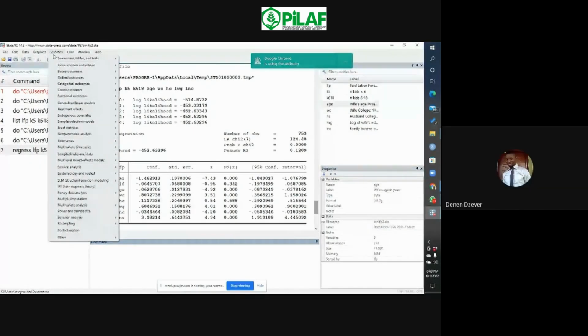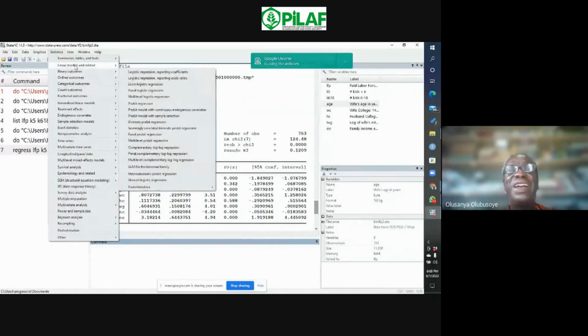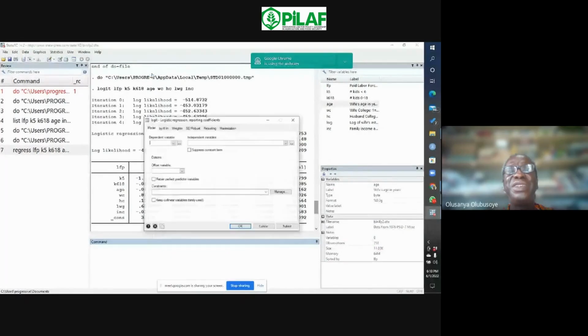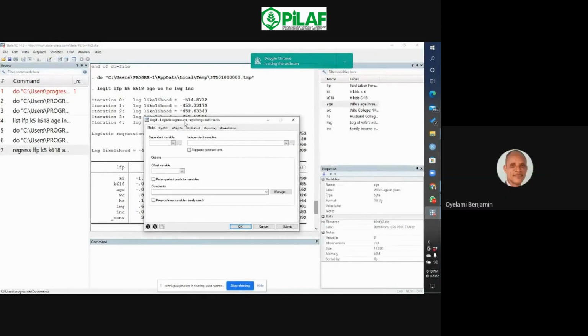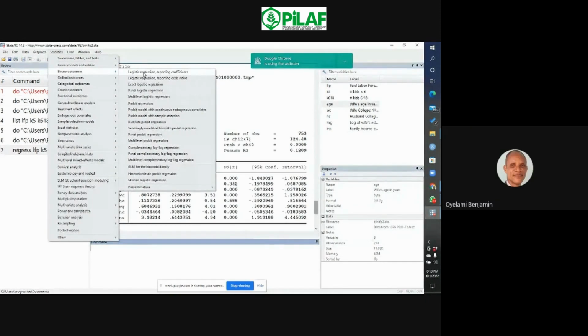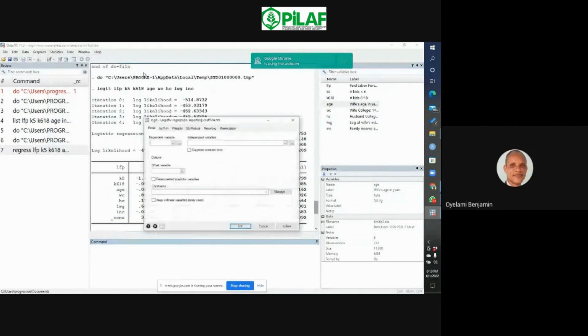Okay, I understand what happens now. Go to logistic. I'm sure the one you clicked was logistic regression reporting? What I clicked was, I went to binary outcomes and I clicked logistic regression. The first one, right? Yes, the first one. And that's what I noticed.